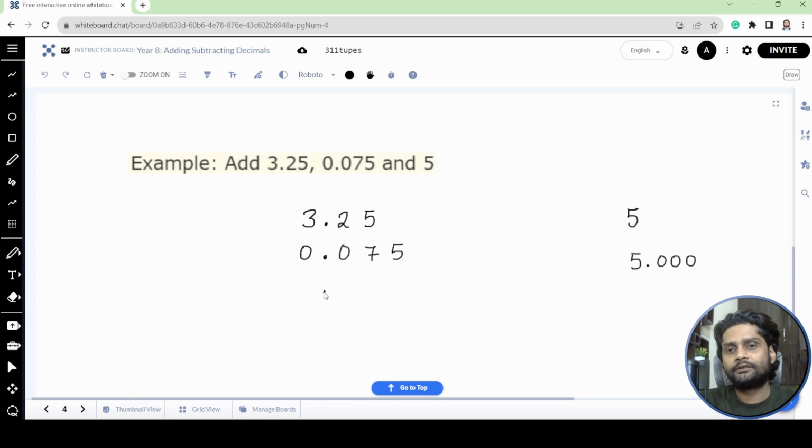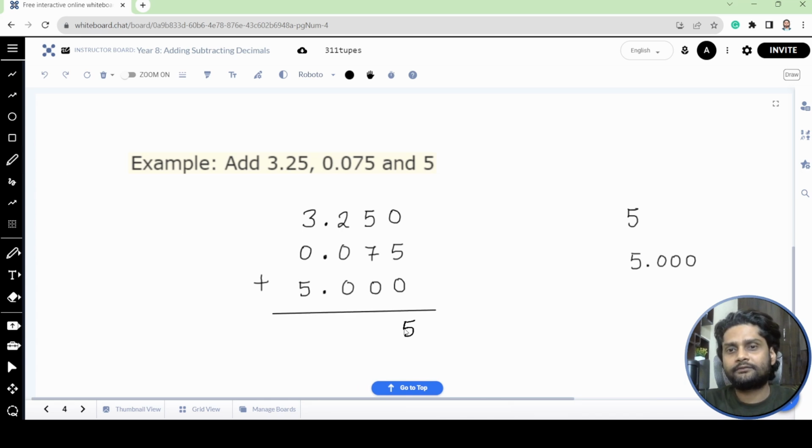So we assume a decimal here, and after that we can write 5. Now we have to fill zeros at the places where we don't have any number. Yeah, and now we can perform addition as usual. So we just go to add them.